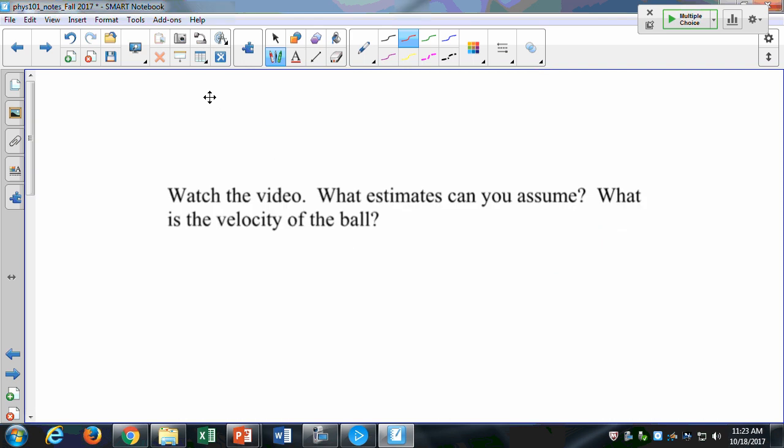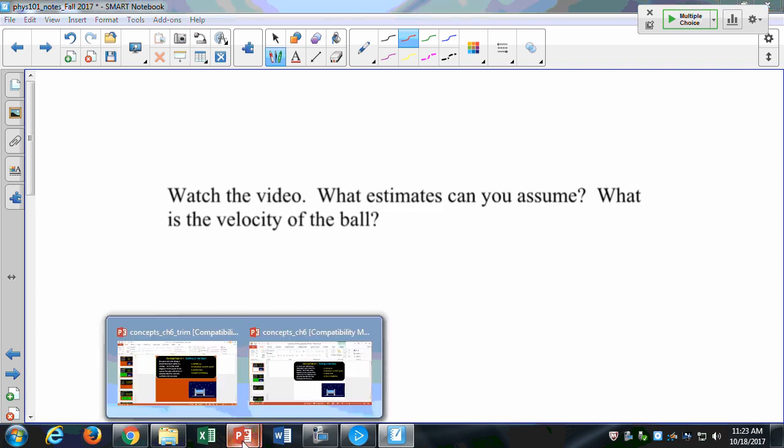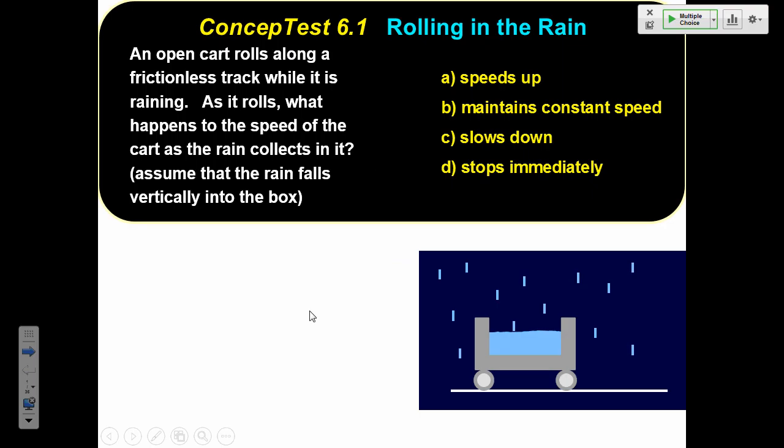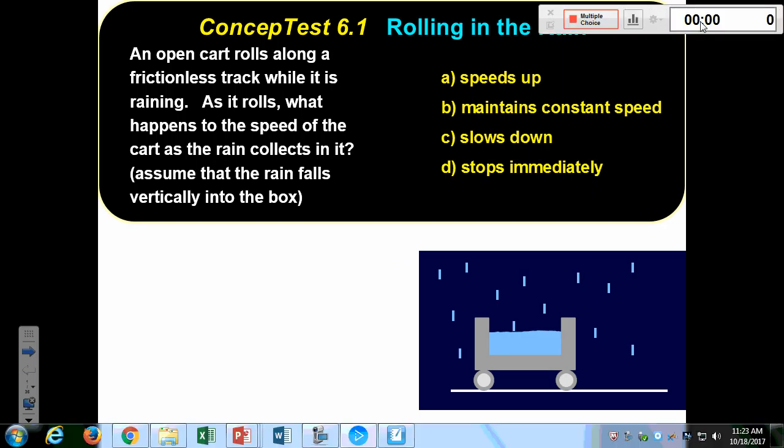Oh, let's see, what was this one? Oh, yeah, so let's do some clicker questions first, and then we'll come back to this. So an open cart rolls along a frictionless track while it's raining. As it rolls, what happens to the speed of the cart as the rain collects in it? And you assume that rain falls vertically into the box.